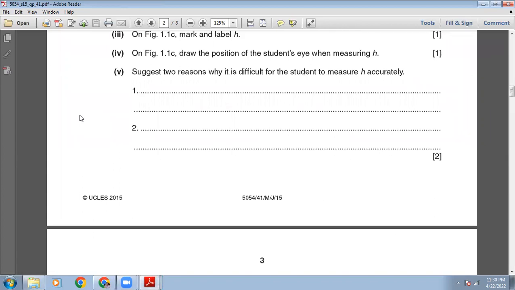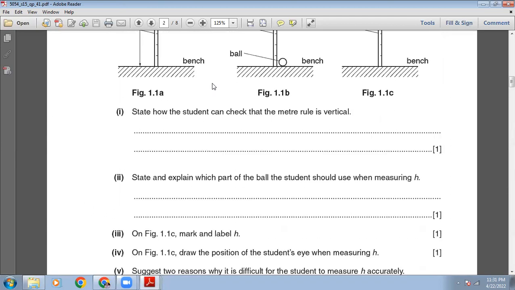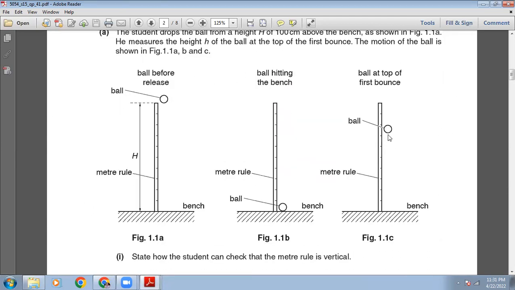It says suggest two reasons why it is difficult for the student to measure H accurately. You see, we are measuring the height of a bounce. Because the ball is moving, one reason is the ball is moving. The other reason is the ball stays at that height for a very short time. Another reason is the ball is bouncing, moving, and we have a vertical scale there, but there is a little distance between the ball and the vertical scale. So you have to make a little guess how much height it has gained.